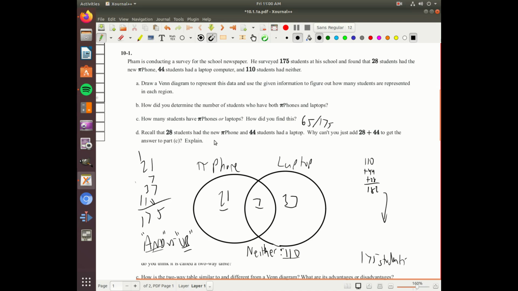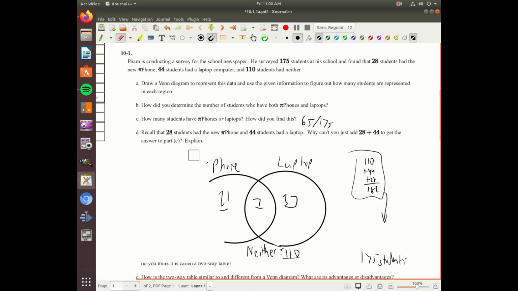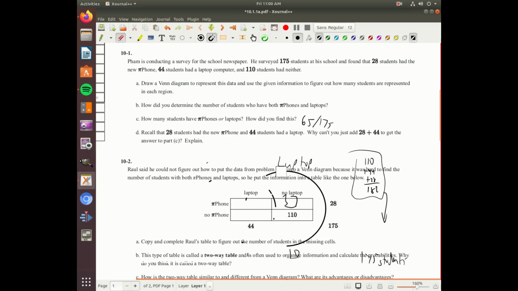Recall that 28 students had the new PiPhone. There's our 28. 44 students had the laptop. There's our 44. Why can't you just add 28 and 44? And again, we said because that just gives us too many people. So I hope that makes sense. I know it's a little bit tricky for some people. I hope that you're following along and trying this for yourself and not just watching me do all the work for you, because I don't think that's going to be super helpful for you. I get the feeling this is going to be a long video, by the way.